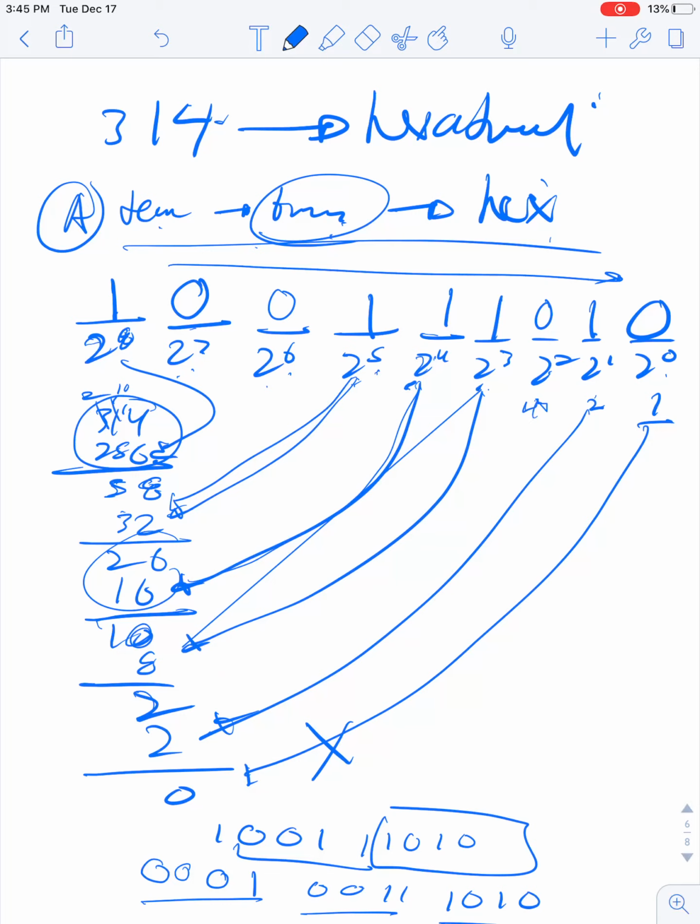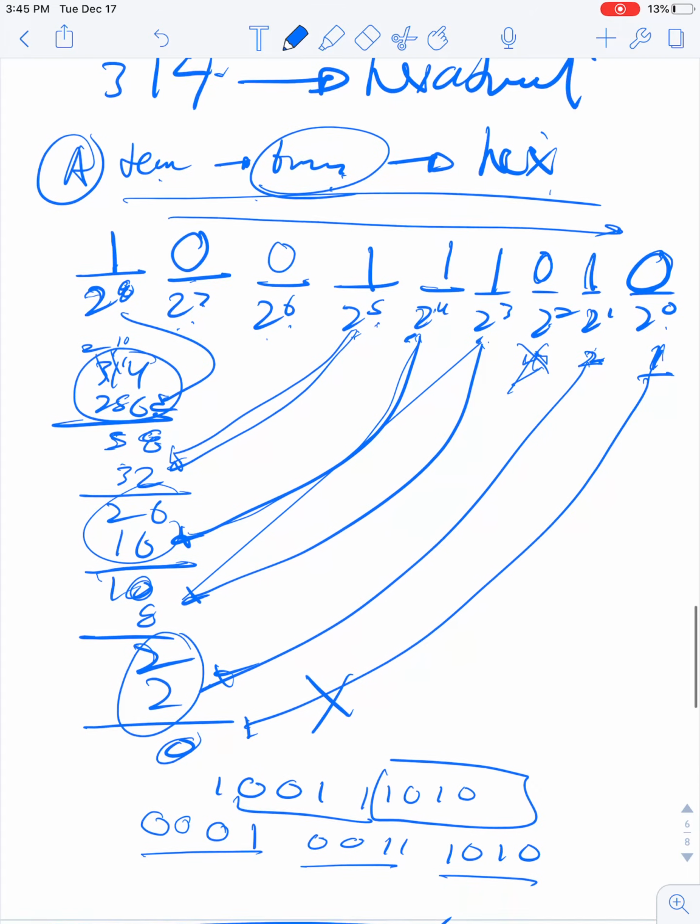And 2 to the 2. So 2 to the 2 is 4. That's too big. I can't do that. So I need to put a 0 here. And now I can put 2 to the 1. I put a 1 there. Remainder is 0. I can't put anything else, so my last one has to be 0.